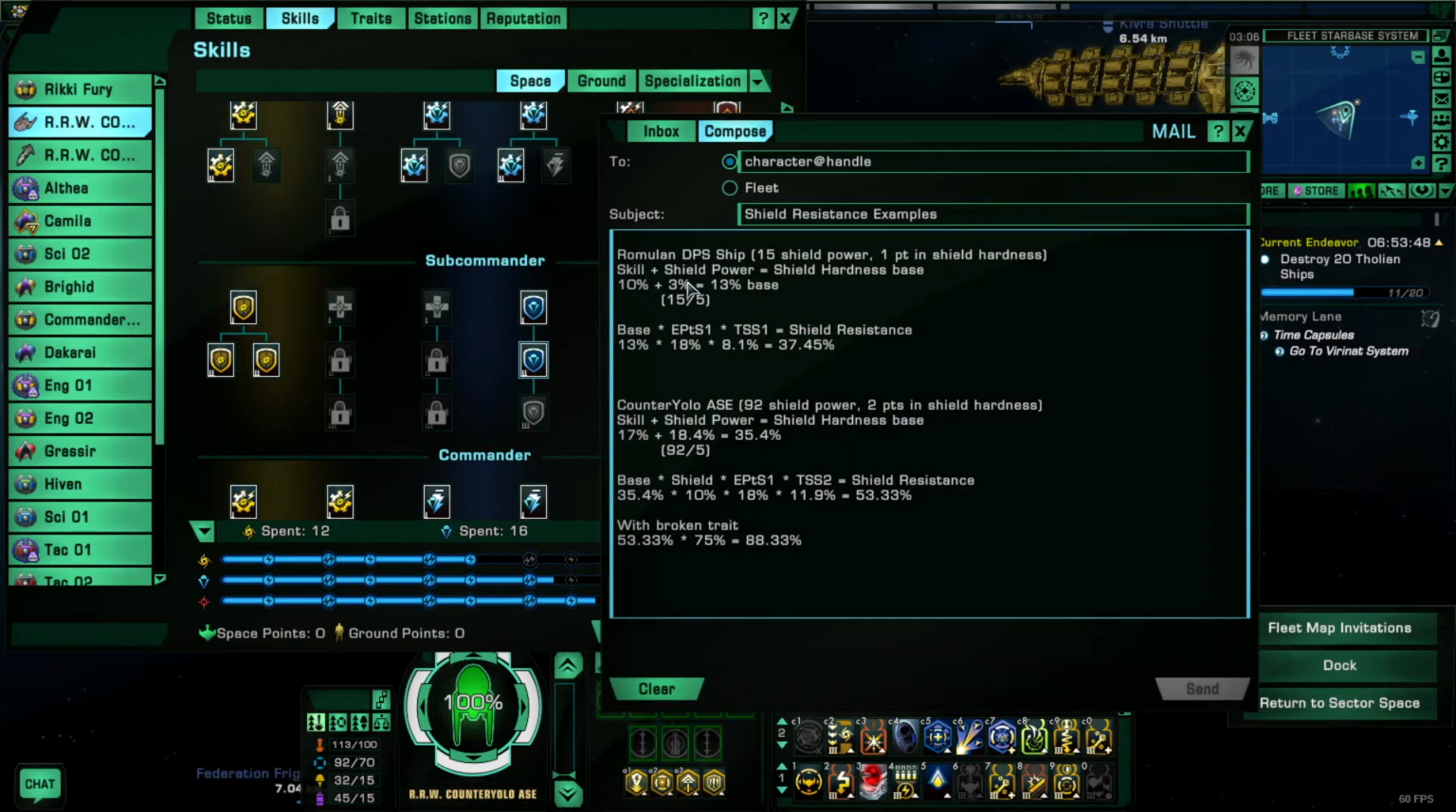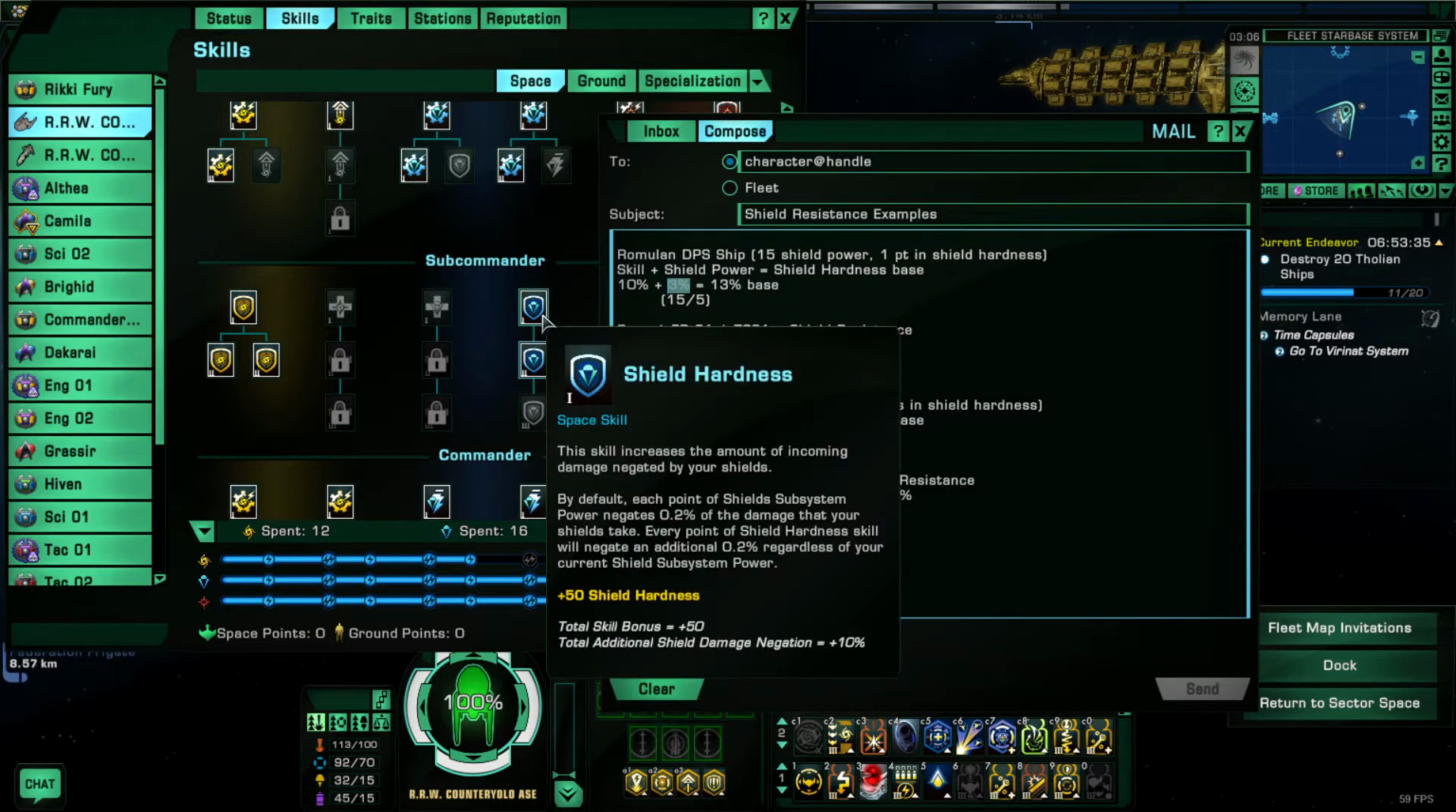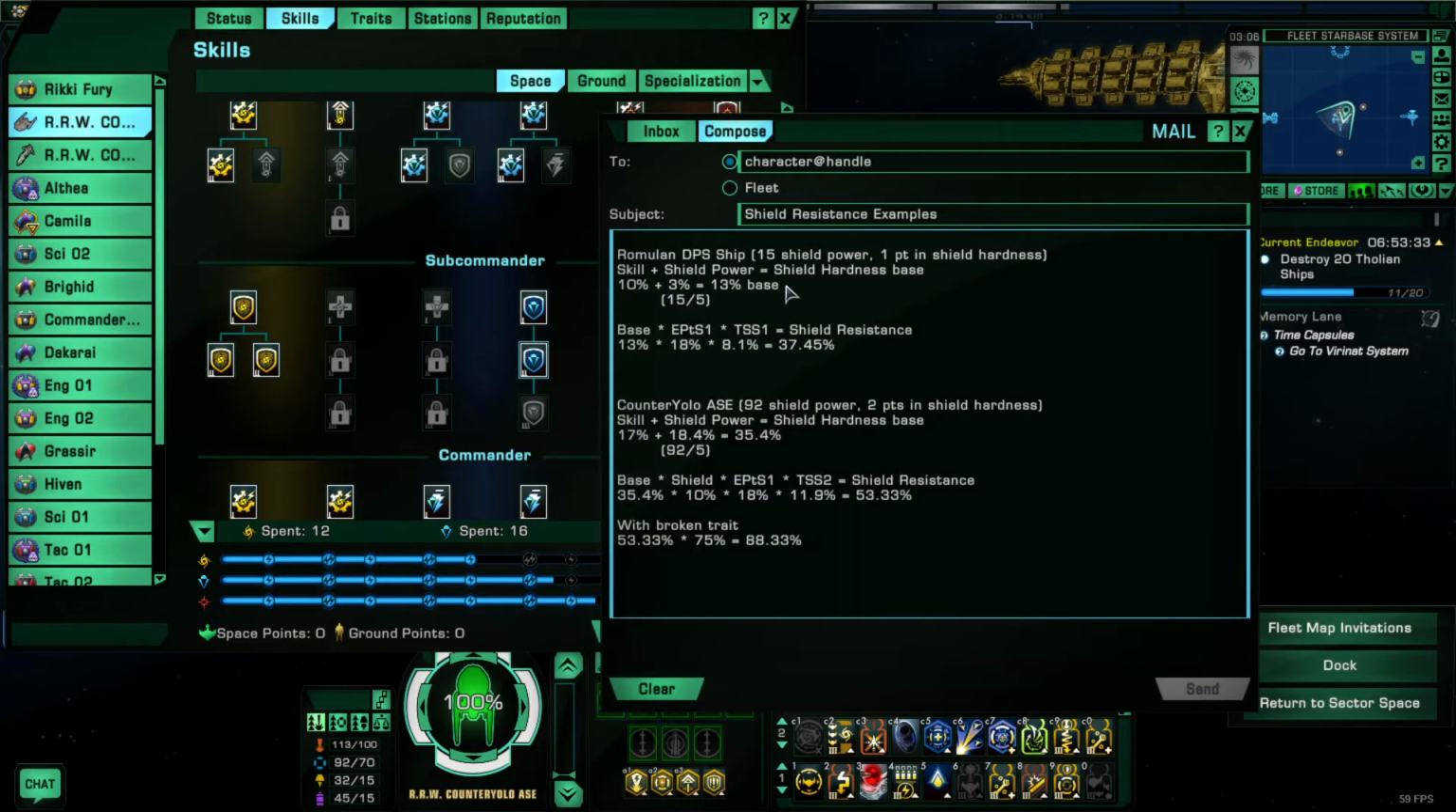And because of his shield power of 15, which is about as low as you can possibly get in the game in terms of your power levels, that 15 points of shield power equates to about 3% shield resistance based upon how the calculations work inside of shield hardness. And because this is linear scaling, you're able to add this together to get a 13% shield resistance base for the ship, which, to be honest, still isn't that much. But it's still something. Ship is still going to be torn through like tissue paper, but it's still something.